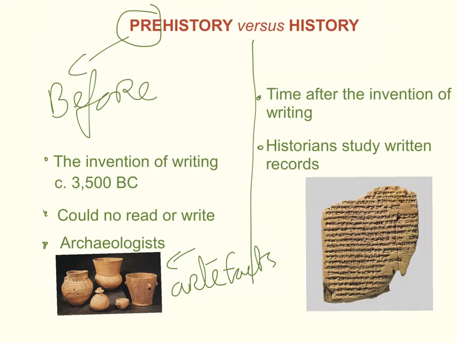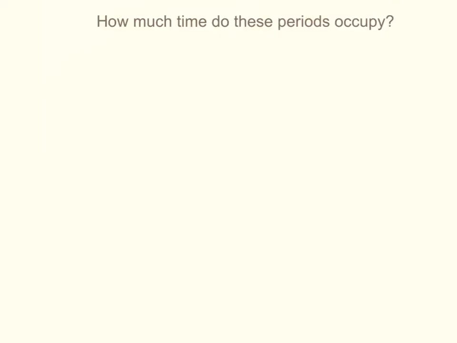And so here we have an example of a historic written record, okay? One of the earliest forms of writing on a clay tablet that the historians would study. Okay, so by now you should know what's prehistory, all the time before the invention of writing, and what's history, all the time after the invention of writing. The two professionals that study these periods, archaeologists and historians. The things archaeologists study, artifacts, and the things historians study, written records.